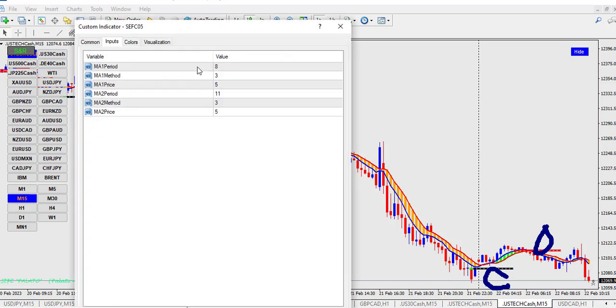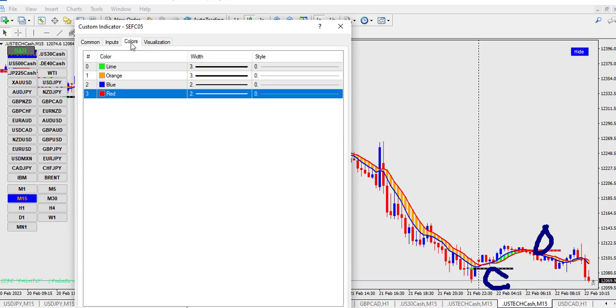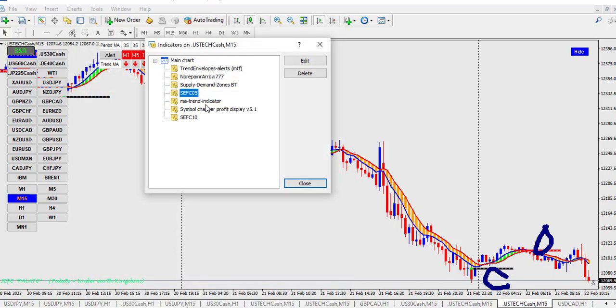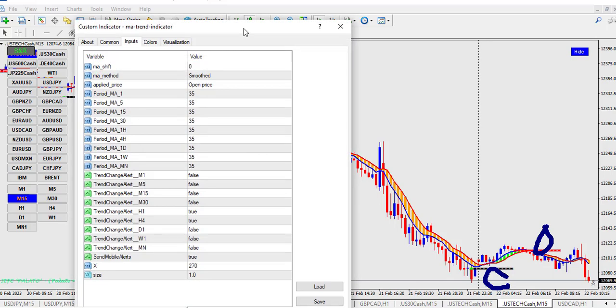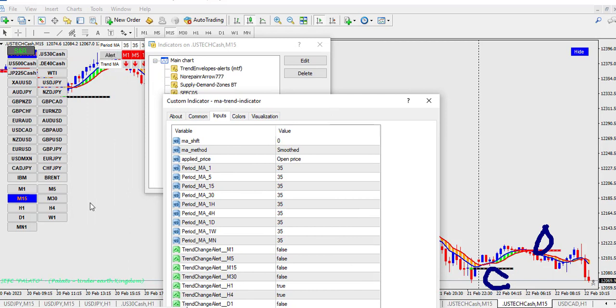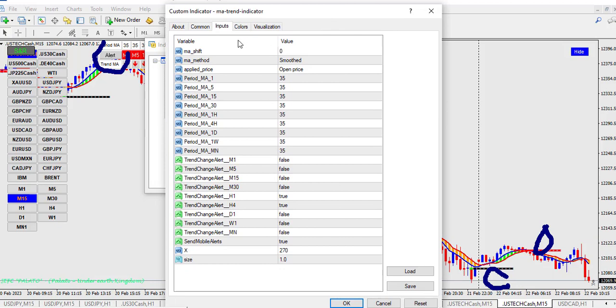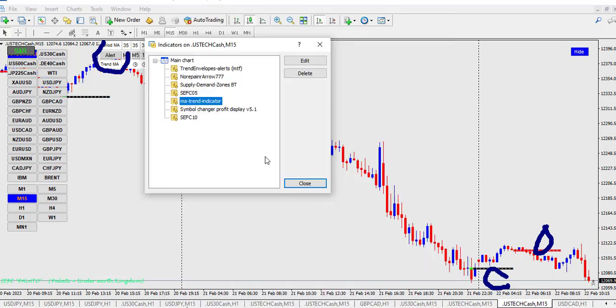Then the other indicator is this SEF indicator. This is MA1 period. Just pause it and enter the detail, and this is where I change the color also. You can pause it and enter it accordingly. And the MA trend is this particular indicator here. So you can pause the video too and enter the details. Pause the video and enter the detail and click OK when you are done.